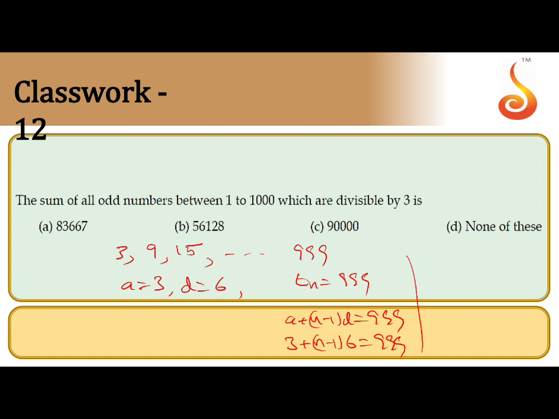So you can cancel with 3. 1 plus n minus 1 into 2 equal to 333. So that means 2n minus 1 equal to 333. So 2n minus 2 plus 1. Therefore 2n equal to 334. N equal to 167. So you got the number of terms as 167. A is there, D is there.